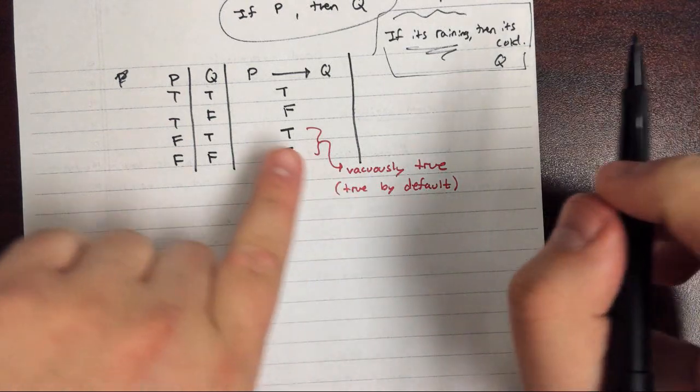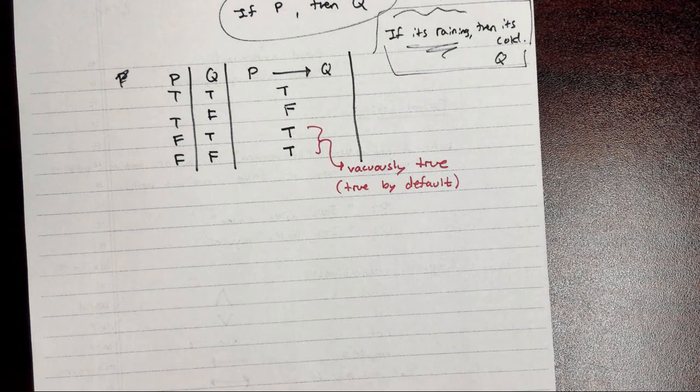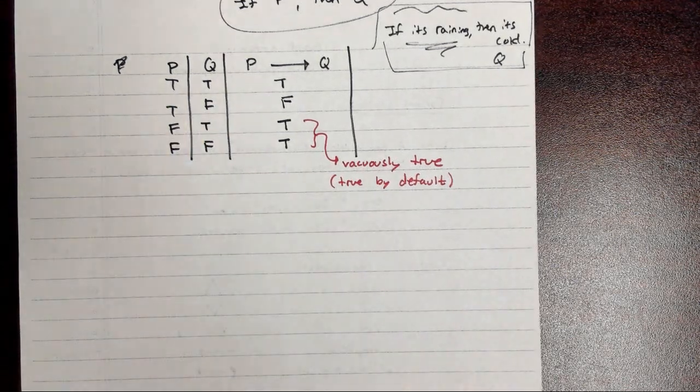And so you have to think about P and Q separately first. So for the first row right here, it is raining, it is cold, so the statement, if it's raining then it's cold, is true. Right? For the second part, it's raining but it's not cold, so the statement is false. But down here, it's not raining. I can't really say anything about the implication statement. So over here we're saying, oh, it's just true by default, because we don't have the first part of the implication.